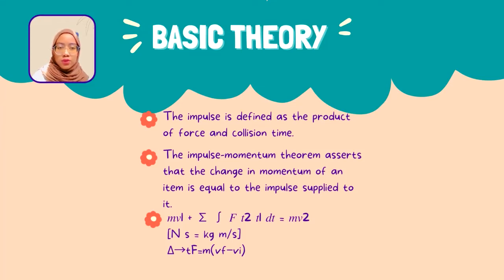Number one is mv1 plus the integration from t1 until t2 of F dt equals mv2. Number two, we use N·s equals kg·m/s. The impulse-momentum theorem is logically equivalent to Newton's second law of motion. So next is F equals m multiplied by (Vf minus Vi), where we notice that we have to calculate the change in momentum as the initial momentum subtracted from the final momentum. If the mass of the object doesn't change during the collision, then the initial and final mass are the same.